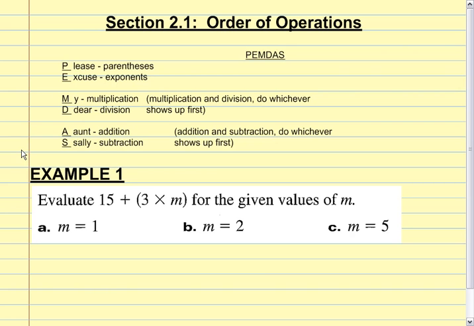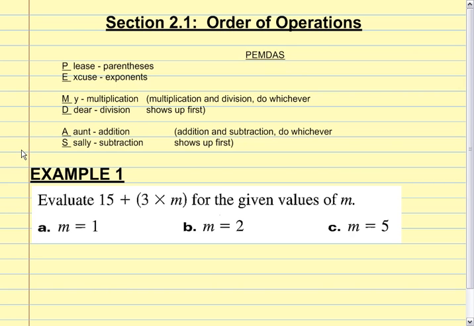Now the next two things, my dear, right? Multiplication and division. We do those from left to right, whichever shows up first. Okay? So multiplication and division, we do whichever one comes up first. And then addition and subtraction, Aunt Sally, the same thing, whichever one comes up first. If subtraction comes up first, we subtract. Then we add. If addition comes up first, we add, then we subtract. Okay?